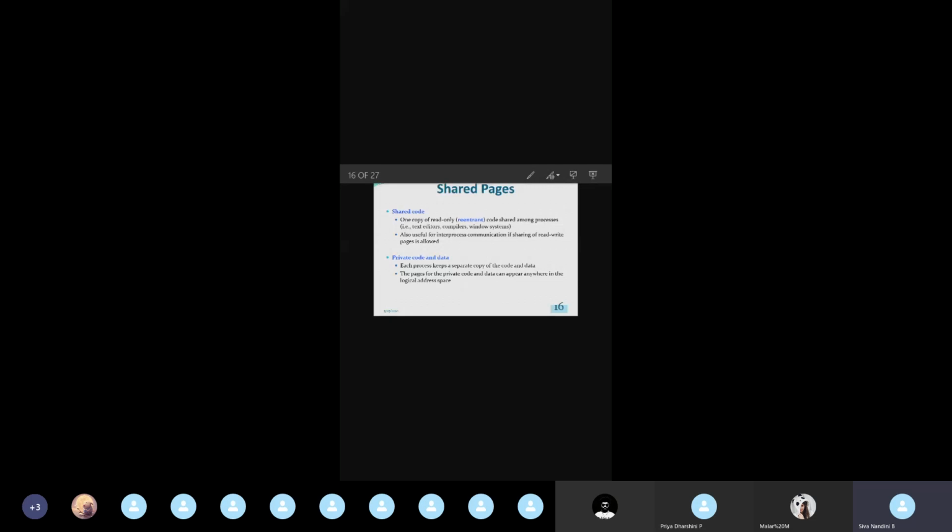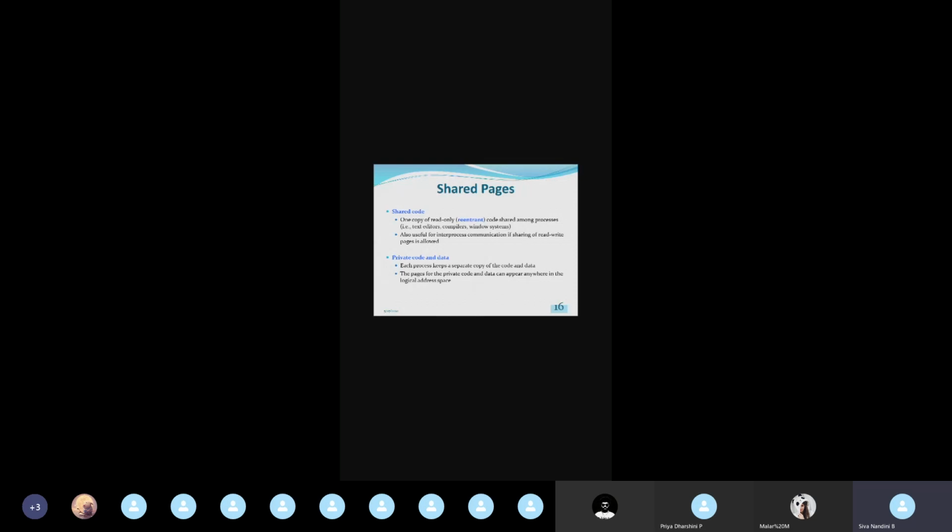The shared pages or the shared code means a copy of read only code which is shared among the processes. For example, 3 processes will be using the text editors. The same text editors will be used by 3 processes. So in this case, this ED1, ED2, ED3 is the text editor process. The pages in the text editors are represented, as well as several processes may use the same compilers. Likewise, the same read only code which is used by these processes comes under this shared code or shared pages. It is useful for inter-process communication.